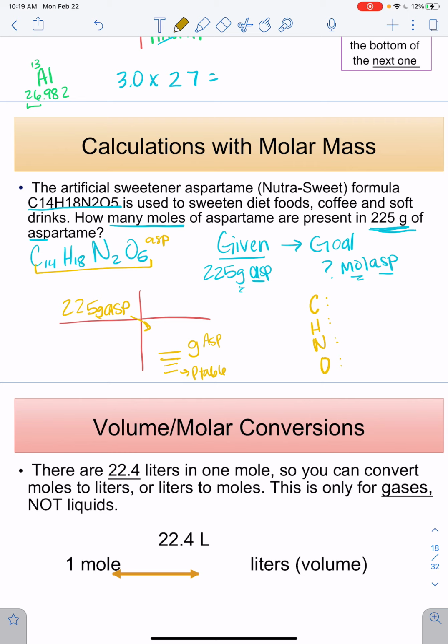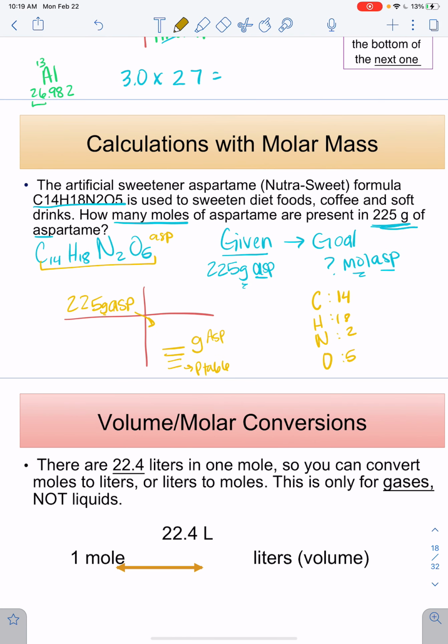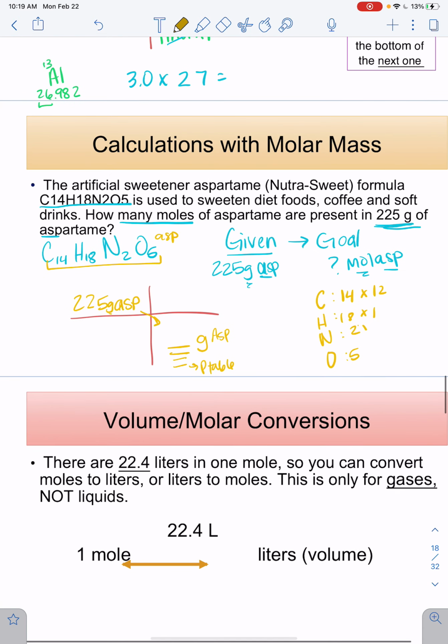The first thing I'm going to do is use their subscripts to tell me how many I have. I have 14 carbons here, so I'm going to write 14. I have 18 hydrogens, I have 2 nitrogens, and I have 5 oxygens. I'm then going to multiply that by the mass of each of them from the periodic table. So if you look at the periodic table for carbon, its mass is 12. Hydrogen's mass is 1. Nitrogen is 14. And oxygen is 16.